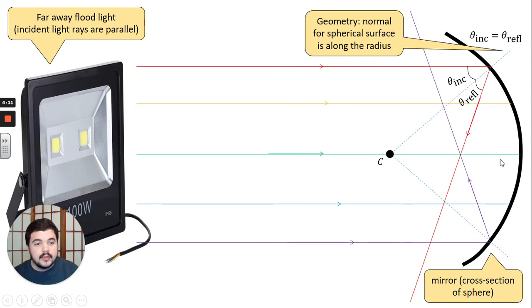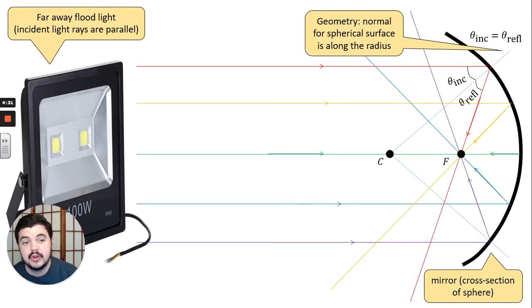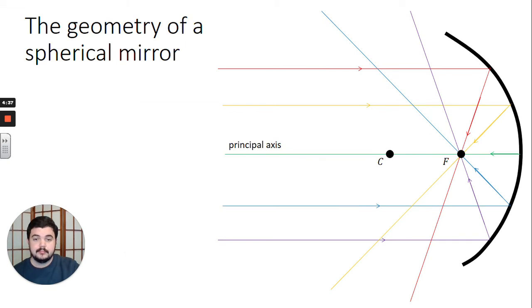The yellow, green, and blue, they're all going to hit our spherical mirror. There's going to be more normals, more reflections, and it turns out that the geometry of a sphere is such that any parallel ray is going to meet at this point right here. We call that point the focal point of this spherical mirror, and we use the symbol capital F to label the focal point.